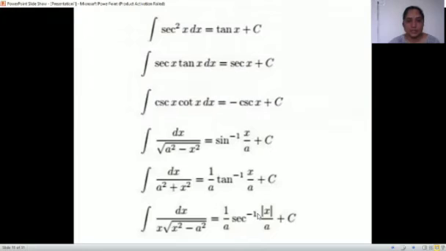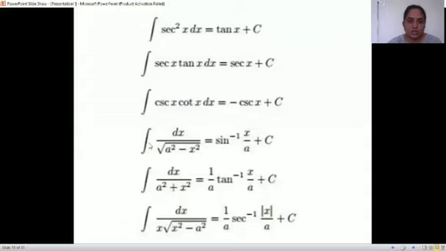Next, integration of sec square x is tan x. Integration of sec x tan x is sec x. Exactly opposite as the derivative. As we know, the derivative of sec x is sec x tan x. So if we reverse that, integration of sec x tan x is sec x. Next, integration of cosec x cot x is minus of cosec x.